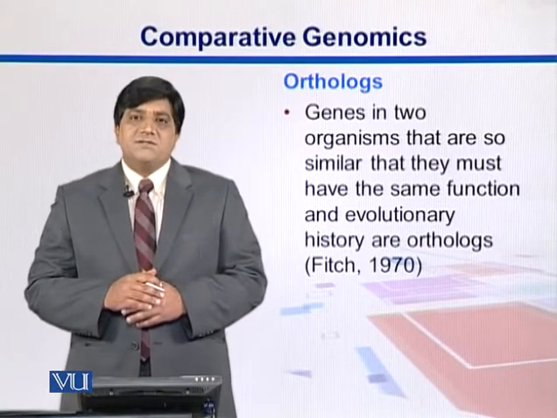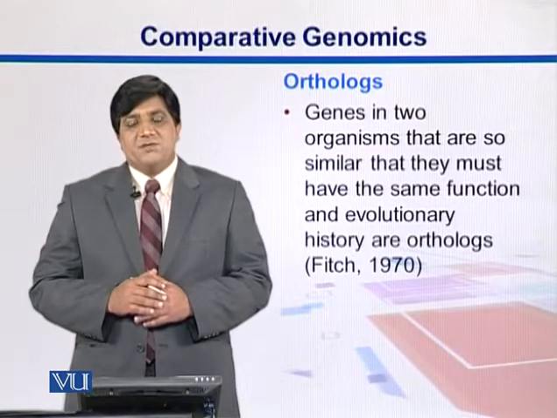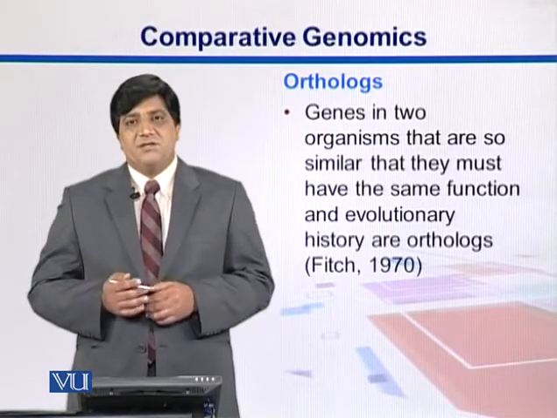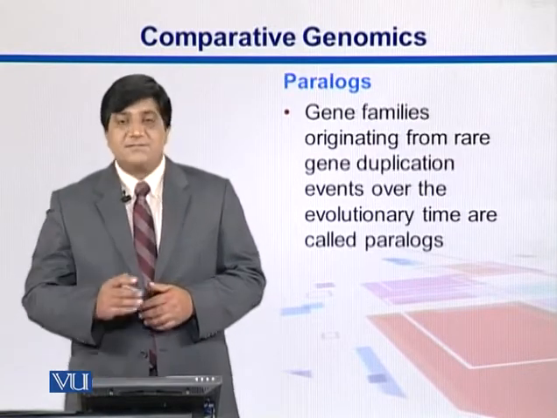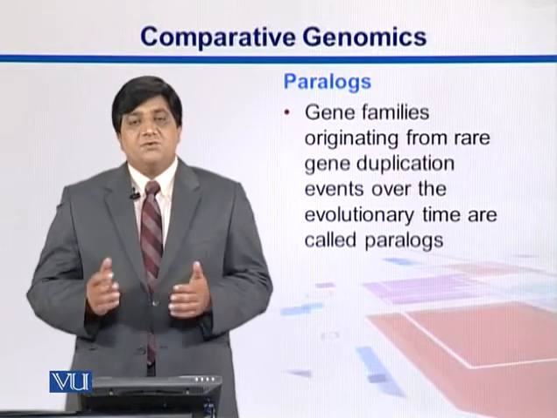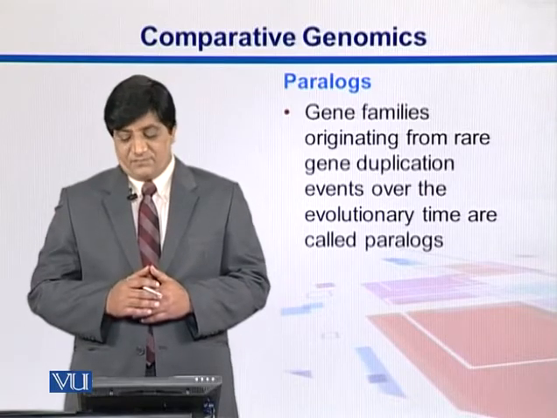Orthologs are the genes which are present in two organisms, and they are so similar that it seems like they share the same evolutionary history. We can call them orthologs, whereas paralogs are the gene families originating from gene duplication. They may be within the same organism.